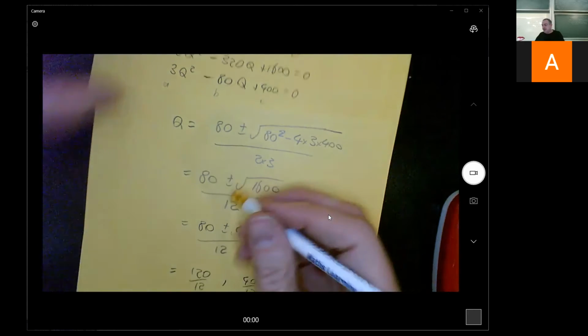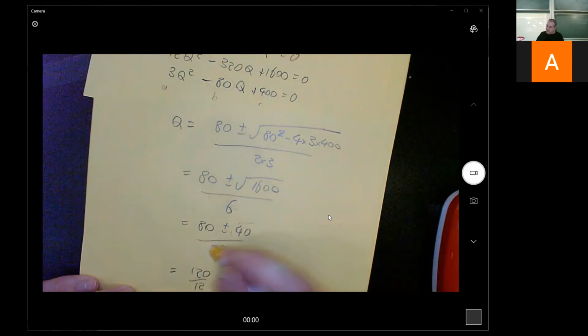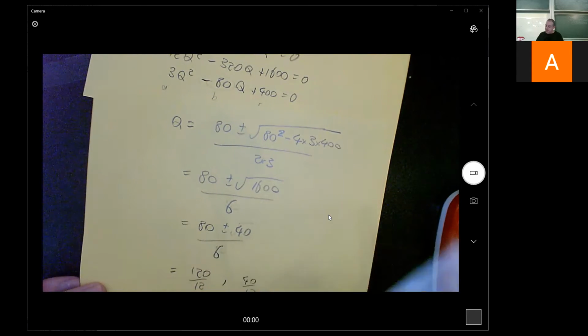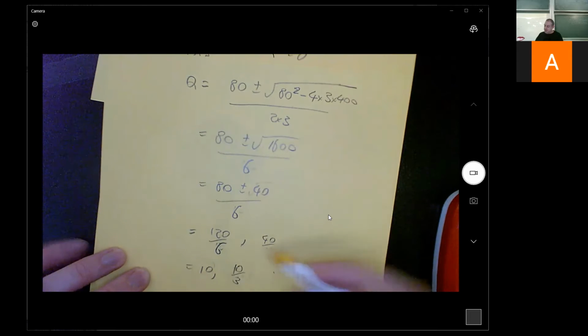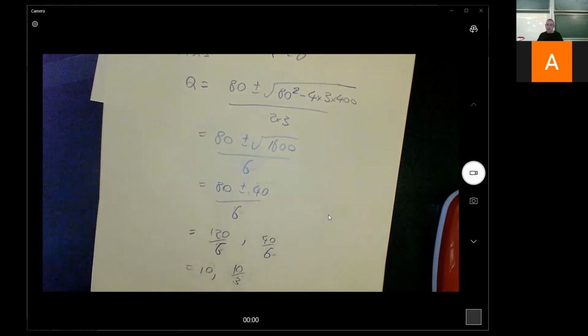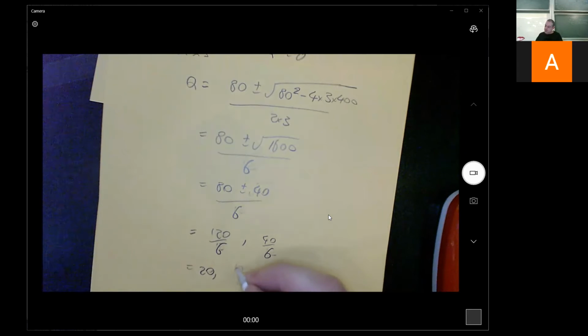Is not 12, it's 6. Damn, what am I doing? 2 times 3 is 6. Right. Okay. Well done. So 40 divided by 6 would be the same as 20 divided by 3.